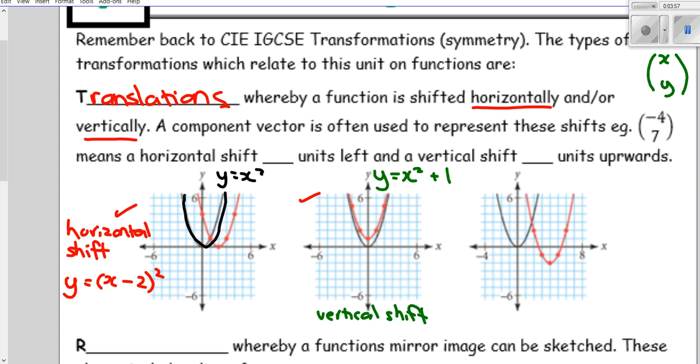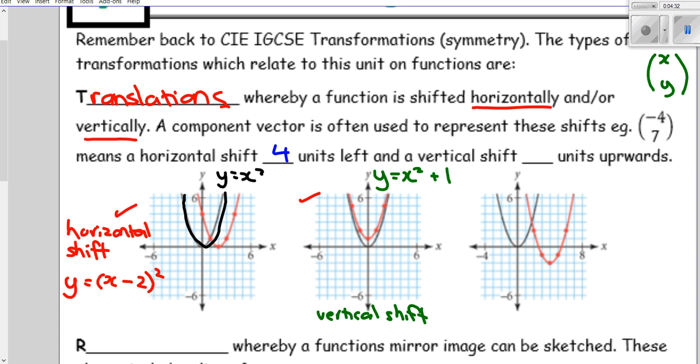So that's 4 units to the left, and what does the 7 mean? Upwards. Yeah, exactly. So it means a horizontal shift, 4 units left. You don't need to say negative 4 units left, because I've already implied the negative by saying left. If I didn't say the word left, you could say a horizontal shift, negative 4 units, that would imply left. So when it's in the equation, if it says negative 4, it means go to the right. But if it is in the vector and it says negative 4, it means go to the left.